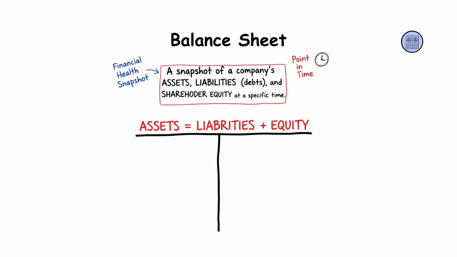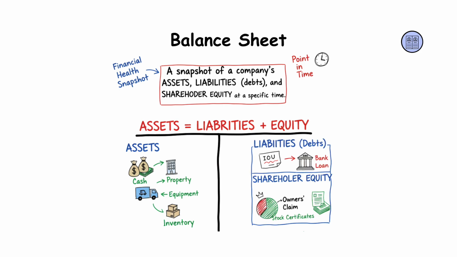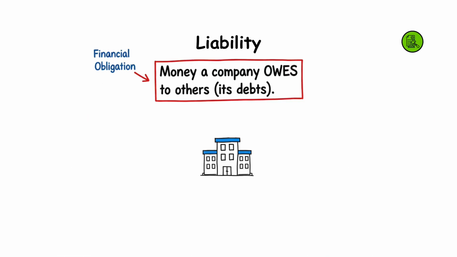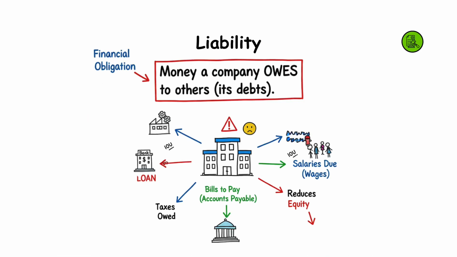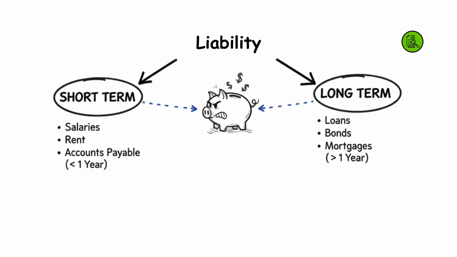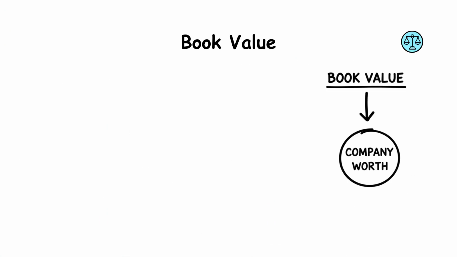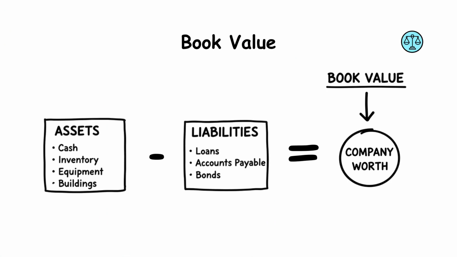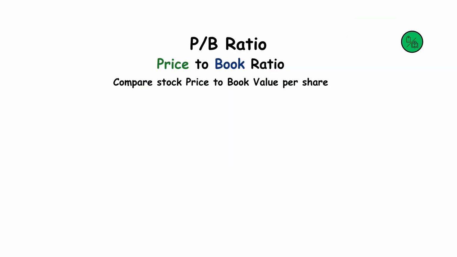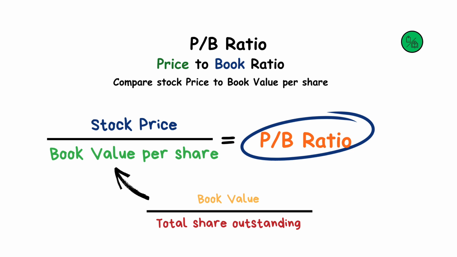Balance sheet. A balance sheet lists assets, debts, and shareholder equity. Liability. A liability is money a company owes to others. There are short-term and long-term. Book value. Book value is company worth based on assets minus liabilities. PB ratio. Price-to-book ratio. PB ratio compares stock price to book value per share.